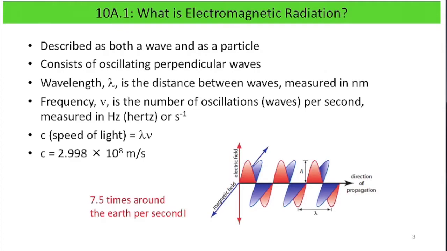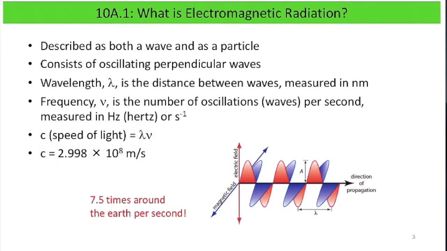As you probably learned in physics already, light can be described as both a wave and as a particle. As a wave, electromagnetic radiation consists of perpendicular waves, as shown in this figure down here. The distance between those waves is called wavelength. It's measured in nanometers. And the frequency is the number of oscillations or waves per second, measured in hertz.